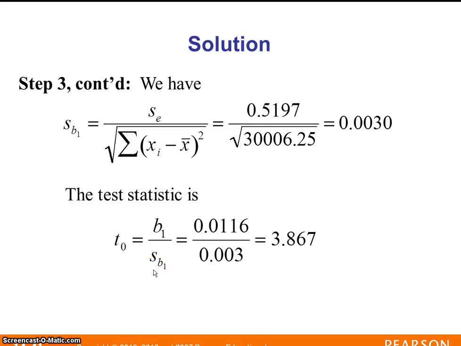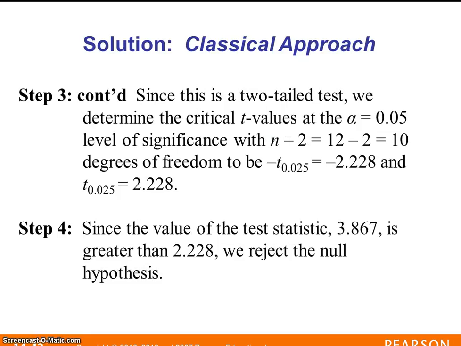Then again, we can either use the classical approach. Since it's a two-tailed test, you'd want to divide alpha by 2. Look up the value with 10 degrees of freedom. So we'll get negative 2.228 and 2.228. Since the value of the test statistic is greater than 2.228, we'll reject the null hypothesis.